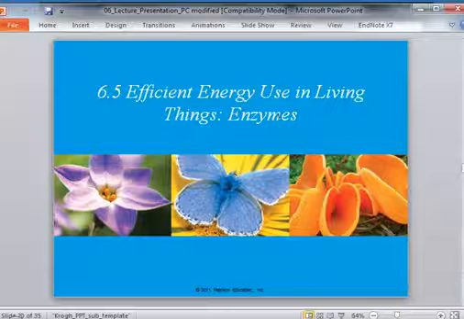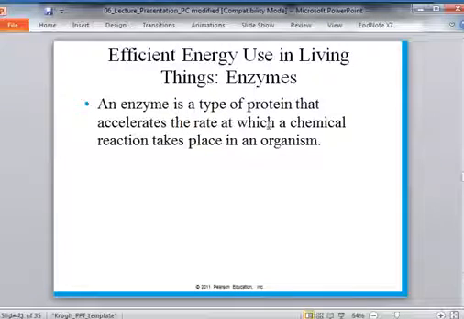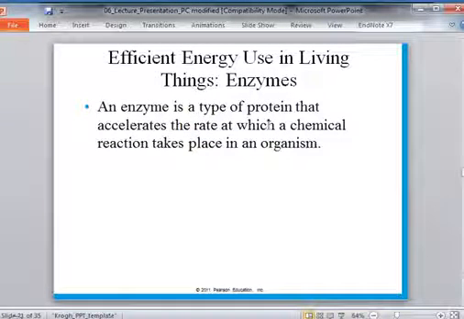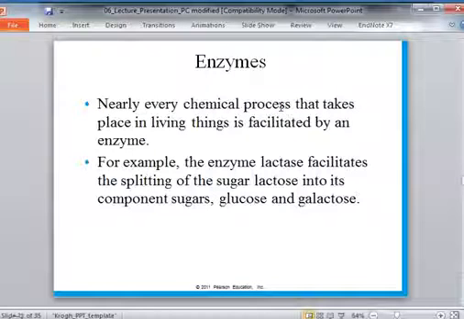So let's jump back to enzymes. Now we're going to get off of the energy cycle, and we are going to talk specifically about enzymes. An enzyme is a type of protein that accelerates the rate at which a chemical reaction takes place in an organism. Technically, it does that by lowering the activation energy of the reaction, like a catalyst. But I'm going to talk about it in a little bit different way today to really get at the point of what enzymes are. Nearly every chemical process that takes place in living things is facilitated by an enzyme.